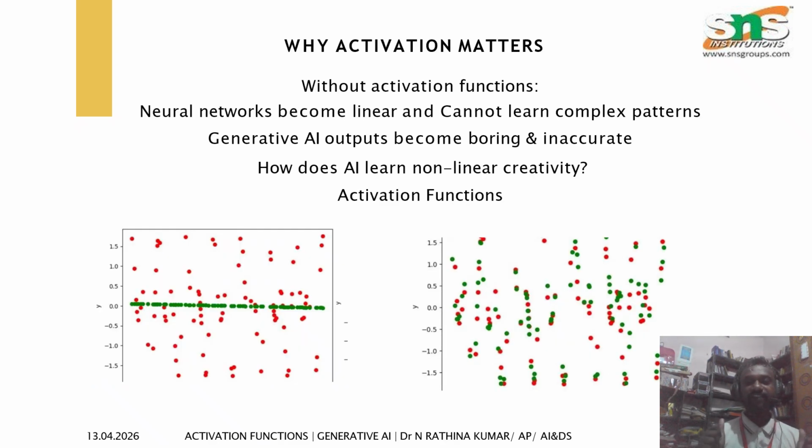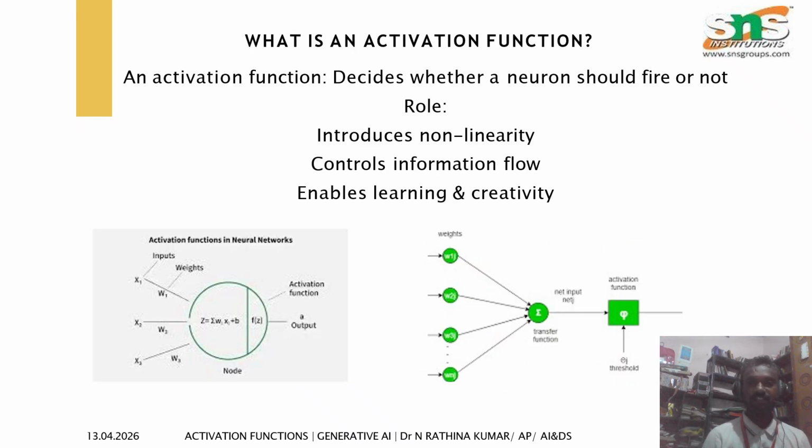Next, why activation matters? Without activation functions, neural networks become linear and cannot learn complex patterns. Generative AI outputs become boring and inaccurate. How does AI learn non-linear creativity? These are the important points we have to remember if you want to learn in depth in this particular area. And what is an activation function? I already told you that an activation function decides whether a neuron should fire or not.